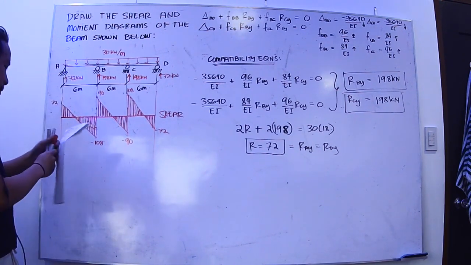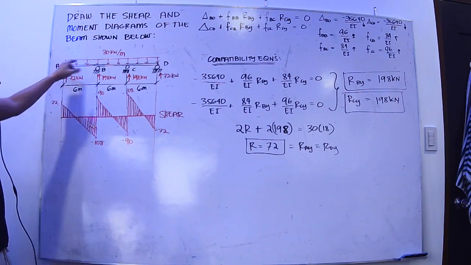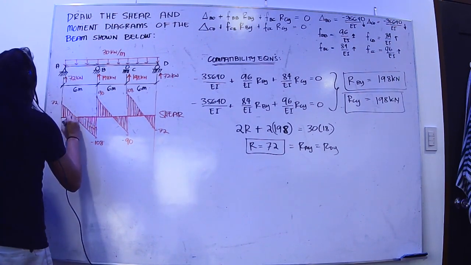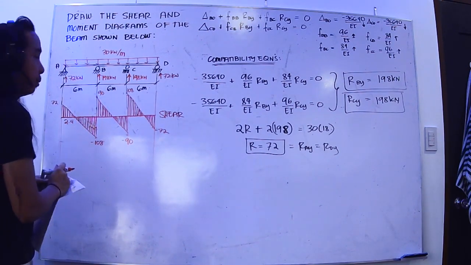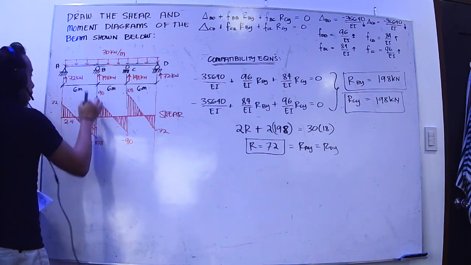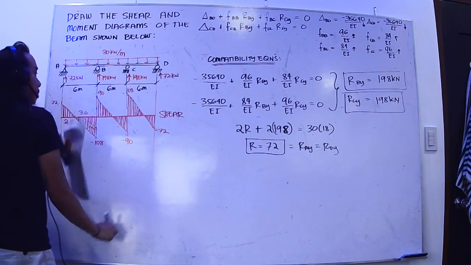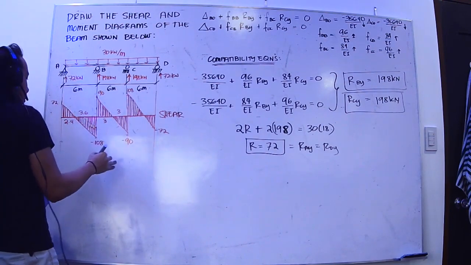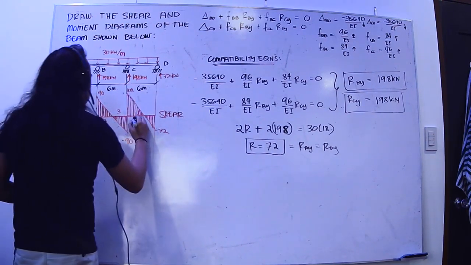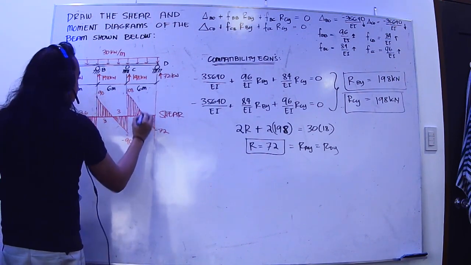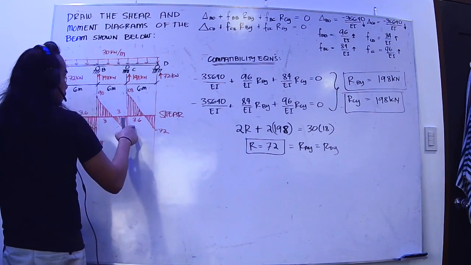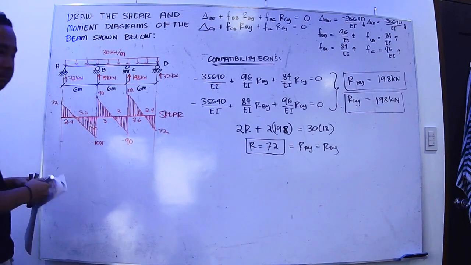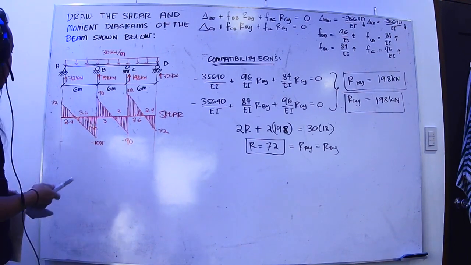Okay, the distances now. Just take 72 divided by 30. That should be equal to 2.4. 6 minus 2.4, that's 3.6. 90 divided by 30, that should be 3. 108 divided by 30, that is 3.6. 6 minus 3.6, 2.4. Okay. That is for shear.